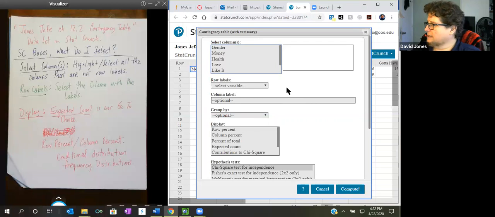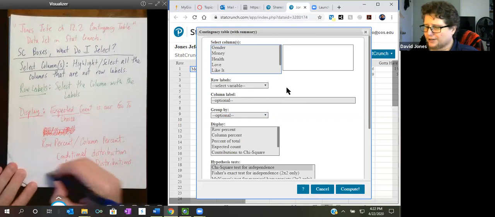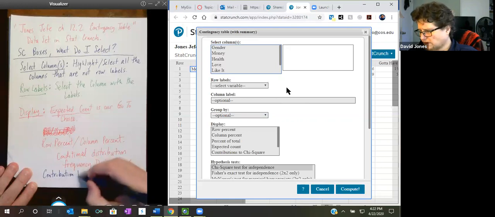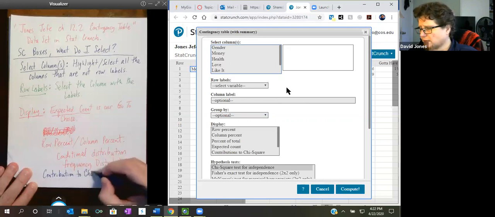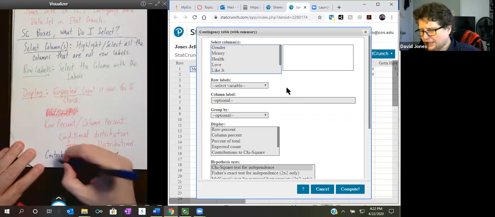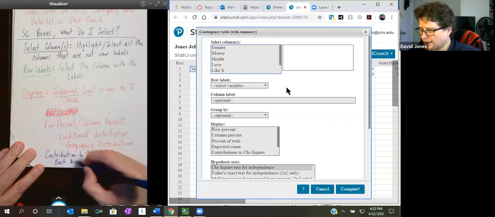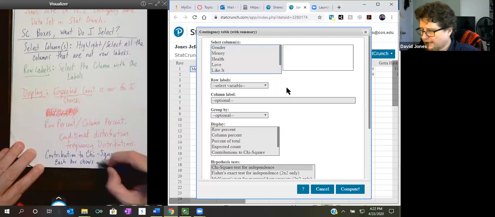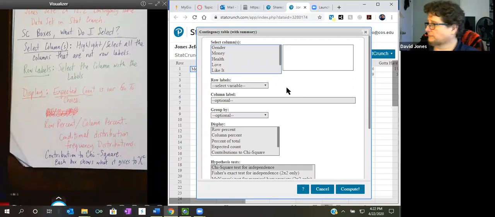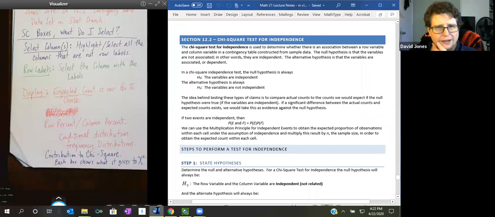Okay. And some problems might ask for contribution to chi-square. When we have this selected, each box shows what it gives to chi-square, our test statistic. Okay. I'm going to come back over the problems.